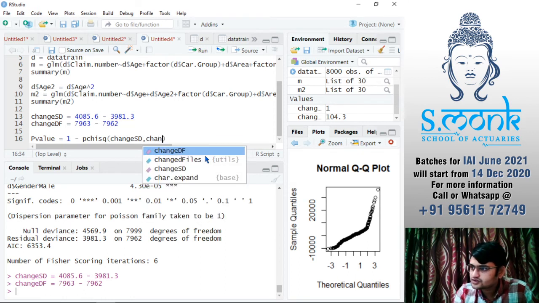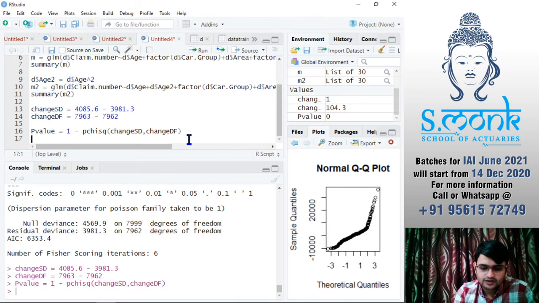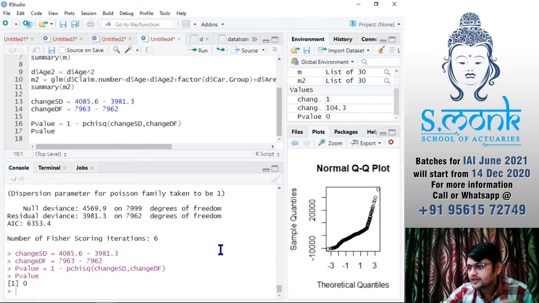So change df. Okay. This way I'll get the p value, and my p value is 0 because p value is very small. Okay. So if p value is very small, that just means that your model 2 is better than your model 1. Okay. And if p value is more than 5%, then you would say your model 1 is better than model 2.